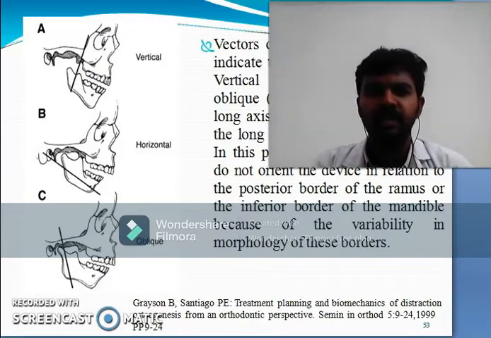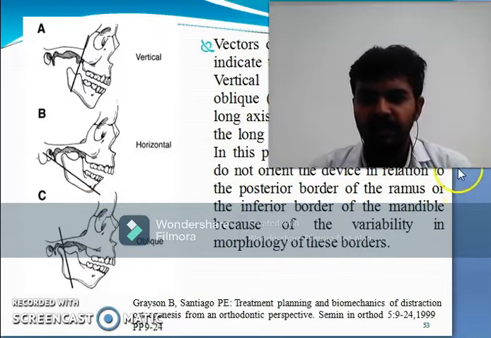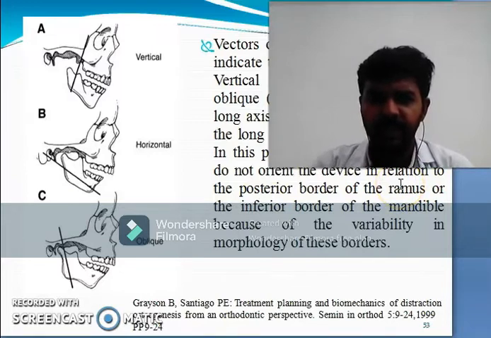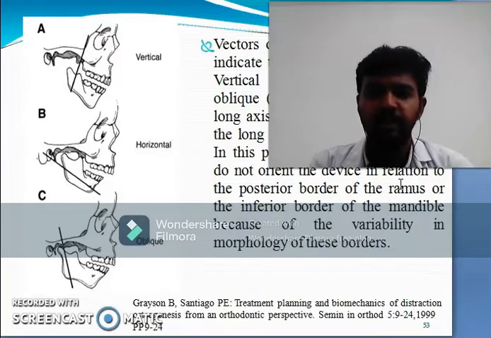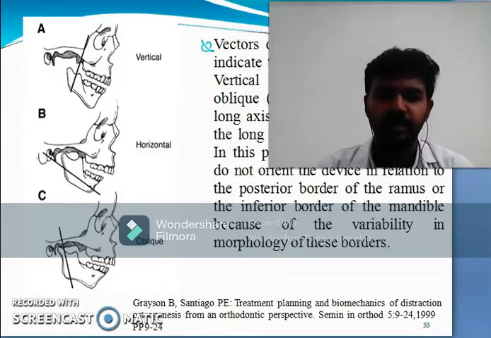The straight lines indicate the long axis of the device: vertical, horizontal, and oblique. The line represents the long axis of the device in relation to the long axis of the mandibular body. In this planning method, the clinician does not orient the device in relation to the posterior border of the ramus or the inferior border of the mandible because of the variability of morphology of these borders.